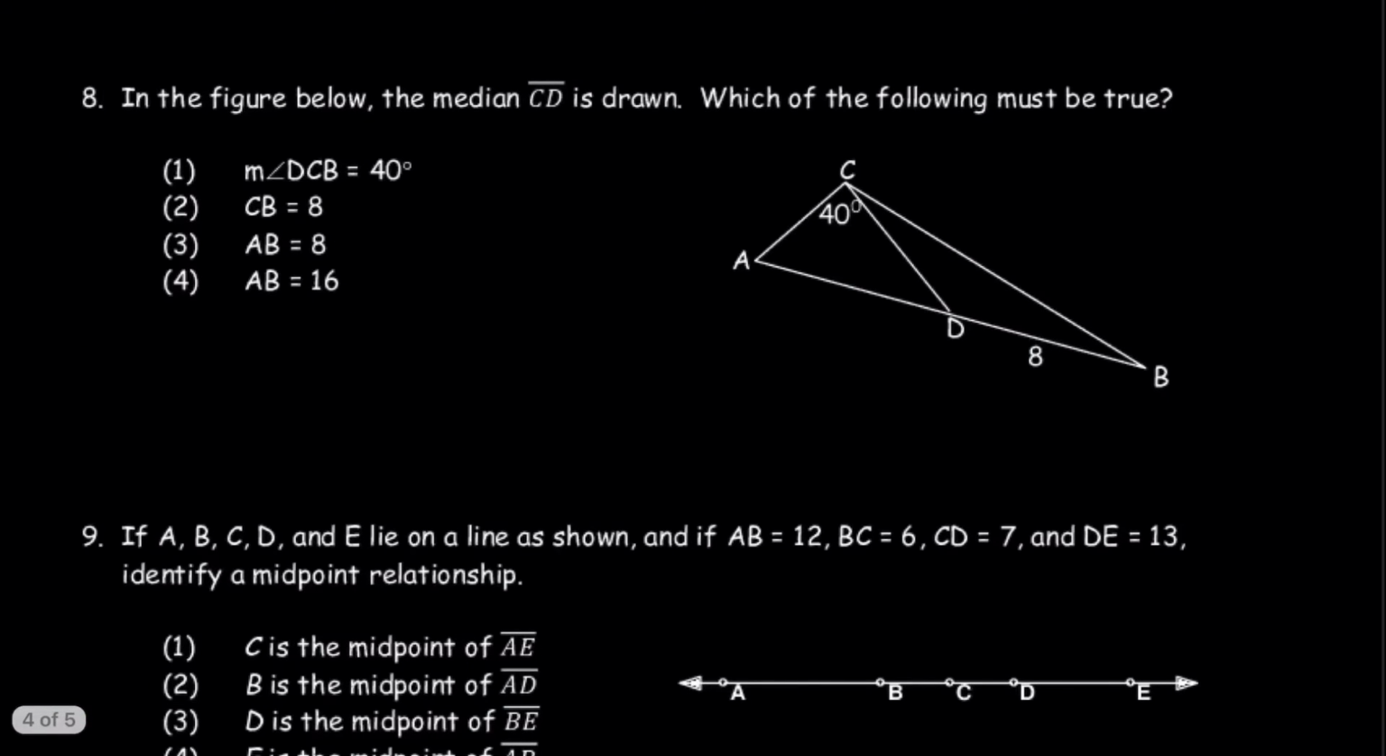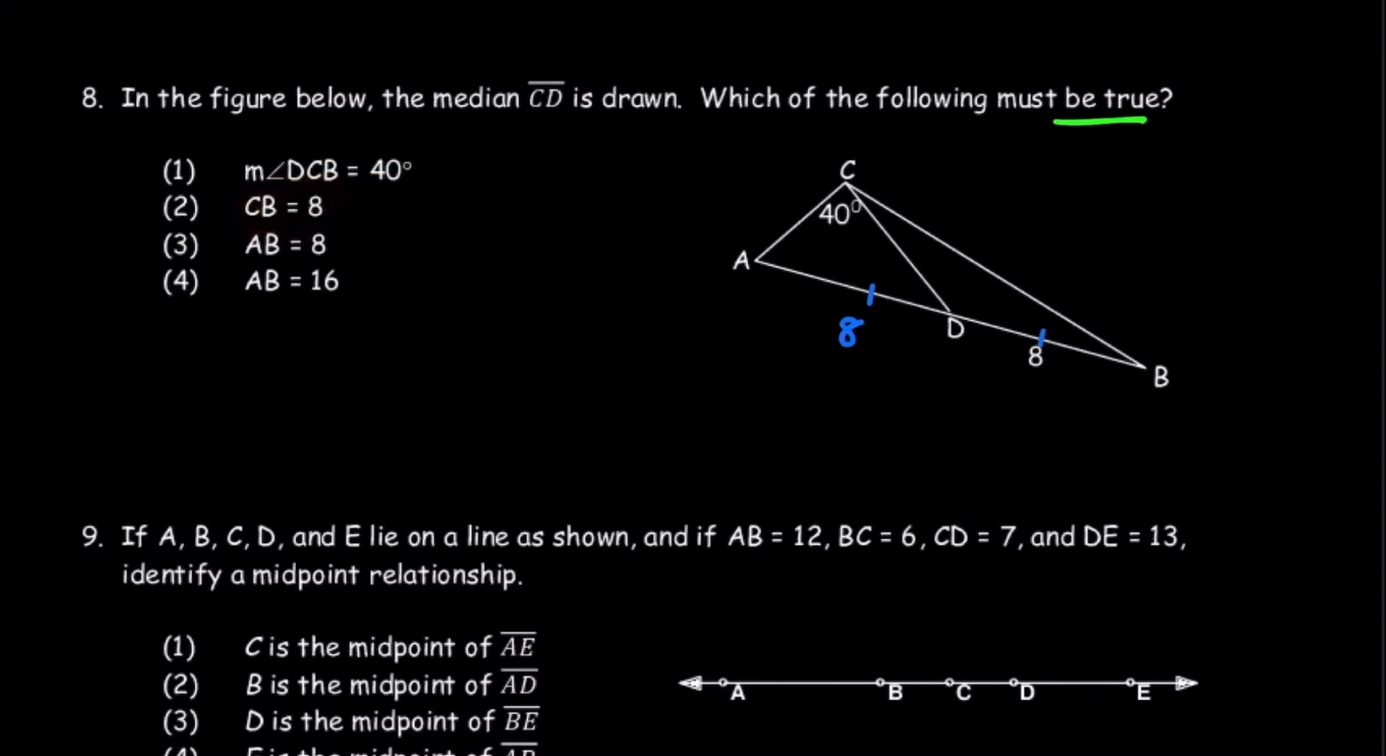Moving on, in the figure below, the median CD is drawn. So we've got to remember median means middle. It goes to the midpoint. Okay, so if that's the midpoint, then these two segments are equal, and that has to be 8. Which of the following must be true? Measure of angle DCB is 40. No, this is not an angle bisector. It's a median. A median has nothing to do with angles. That's clearly false.